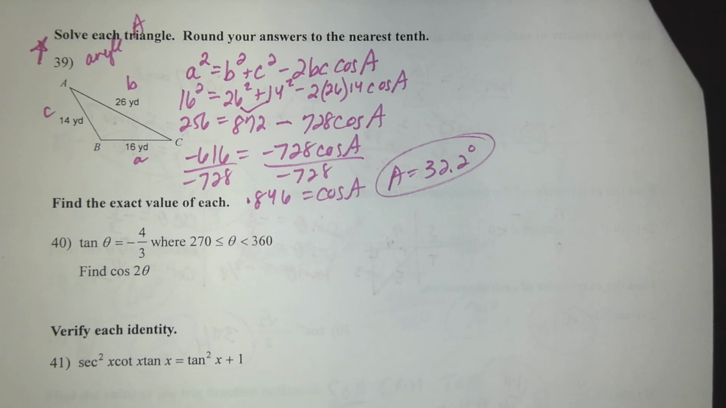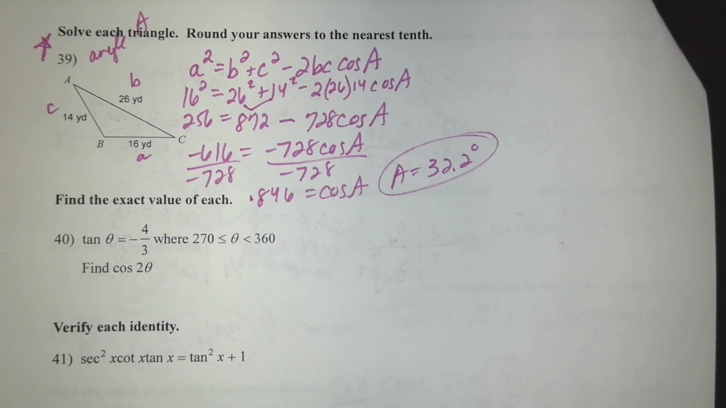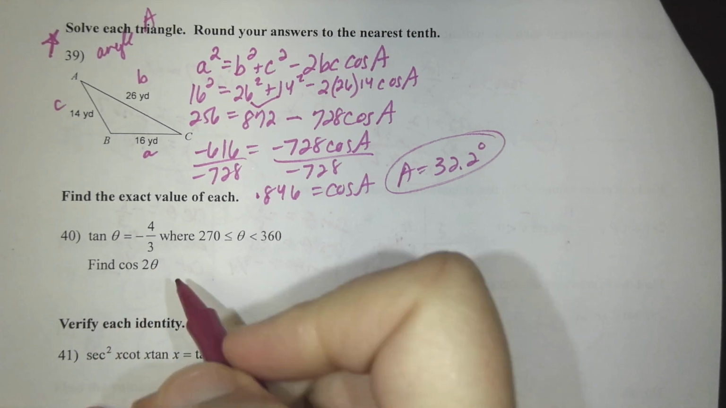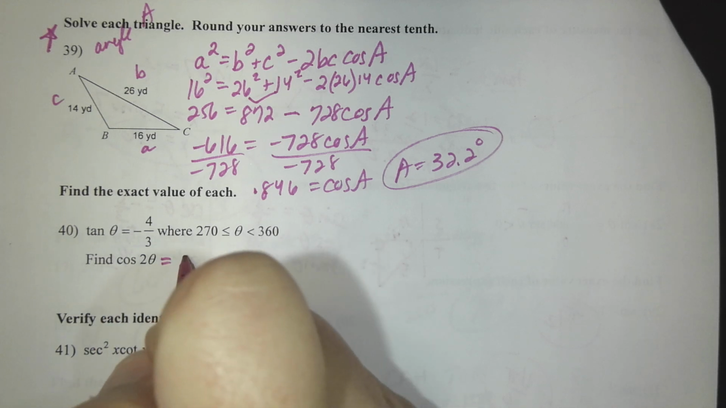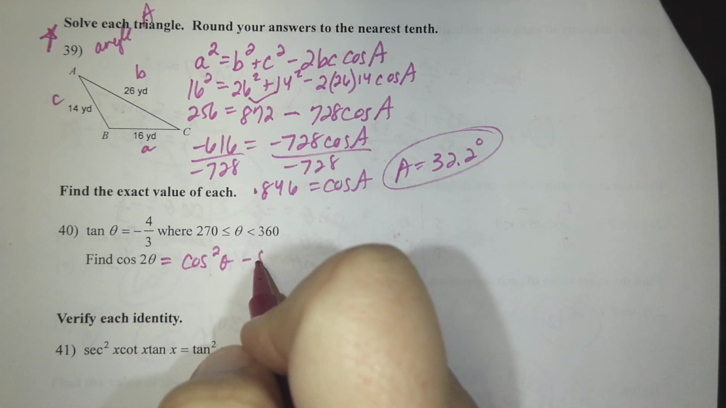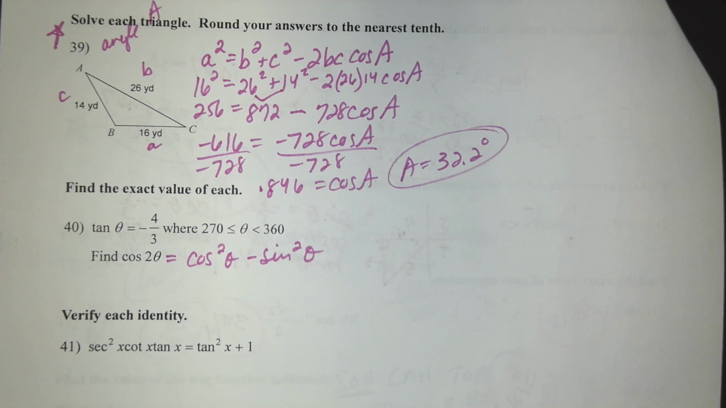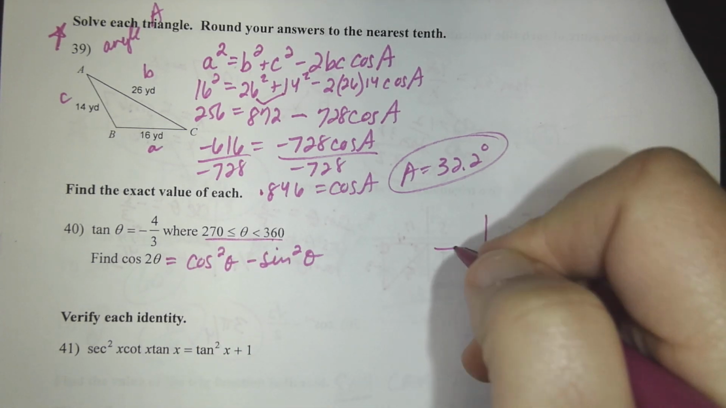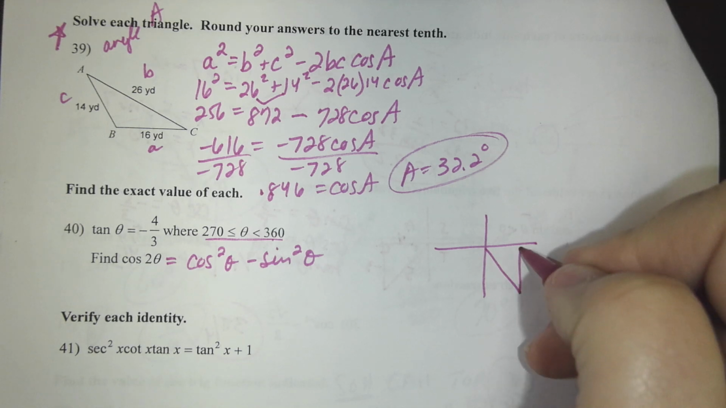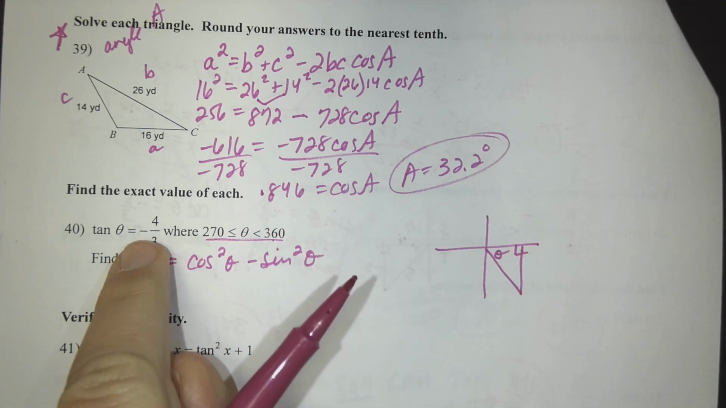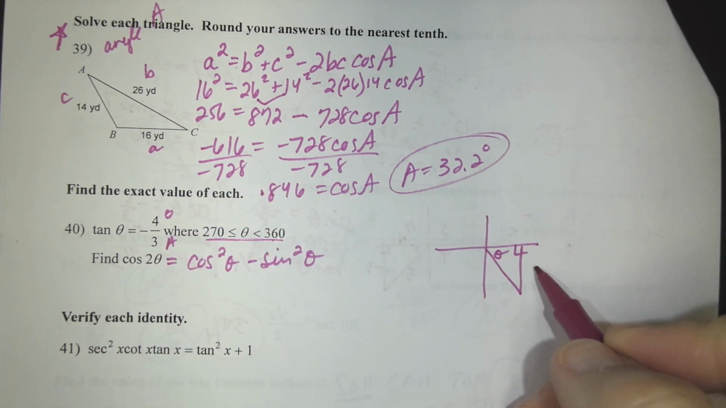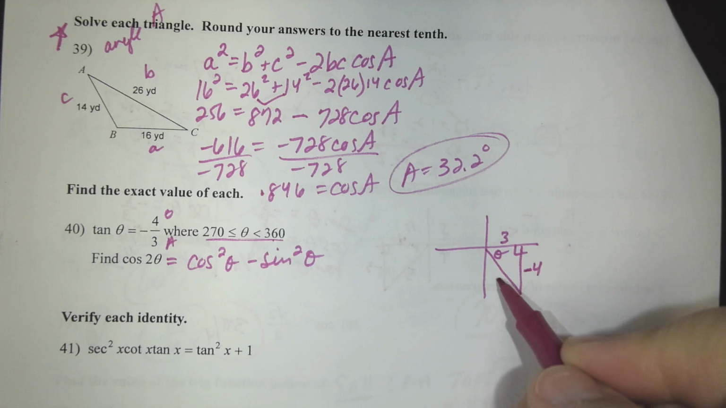All right, number 40, find the exact value of this where you're finding the cosine of 2 theta, that's an identity. The cosine of 2 theta is cosine squared theta minus sine squared theta. Honestly, there's 2 more, but that's the one I use all the time. So what you want to do up here again is this is just telling you what quadrant to be in. This is in quadrant, looks like 4. Draw your triangle, put your theta. Tan is opposite over adjacent, so you're going to put negative 4 over adjacent 3, and the hypotenuse will be 5.